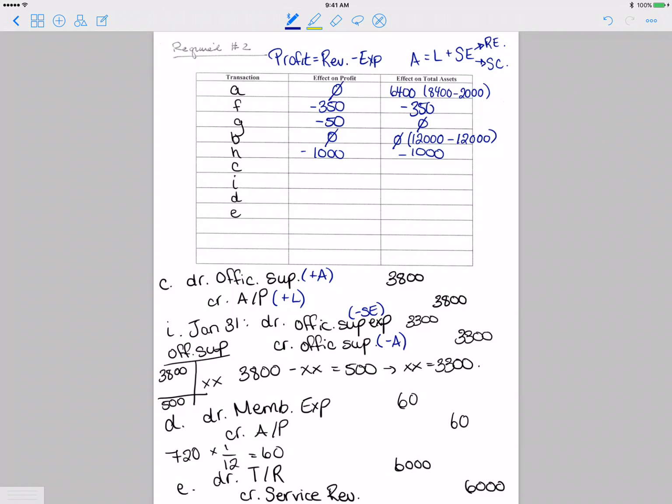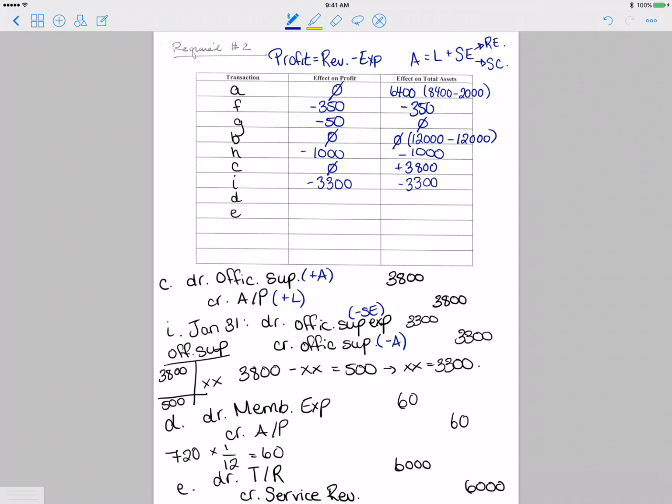Now, when we put this in, we see that for C, we have 0 effect on our profits, since for part C, there are no expenses or revenues. However, we do have an increase in our assets that we have purchased supplies, 3,800. And then for the adjustment, we have a decrease, since we have an expense that was accrued of 3,300, and we have a decrease in our assets since we used the supplies that we purchased.